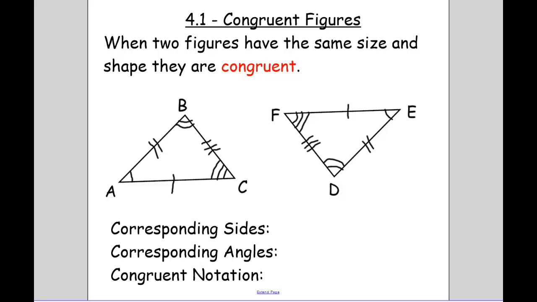Today we're going to be talking about congruent figures. When two figures have the same size and same shape, they are called congruent. So what we're going to be doing today is talking about corresponding sides. The side that's marked with one mark in triangle ABC, AC, is congruent to the side in the other triangle that's marked with one. So that's going to be FE.